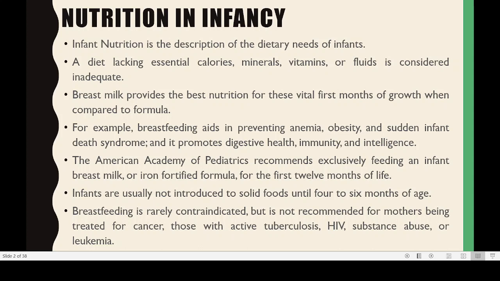Tuberculosis is a very common type of disease, and in around 40% of people, this bacteria is there. But in most of them, there won't be any symptoms. So those patients with active tuberculosis should avoid breastfeeding. Then HIV, a virus that can be transmitted through any kind of body fluid, so there is a possibility. Then substance abuse, like alcohol abuse, because alcohol can also enter the milk, and the child can get fetal alcohol syndrome. Then leukemia, a kind of blood cancer where there is increased multiplication of WBC.